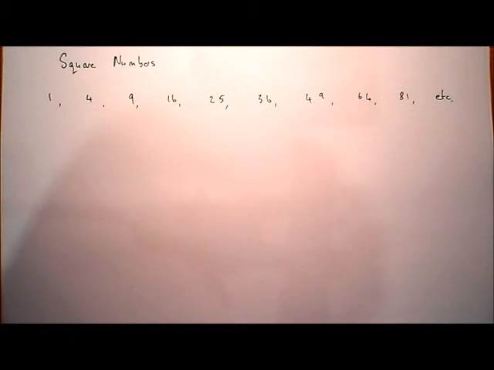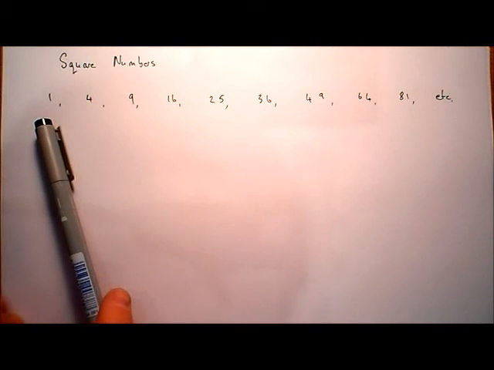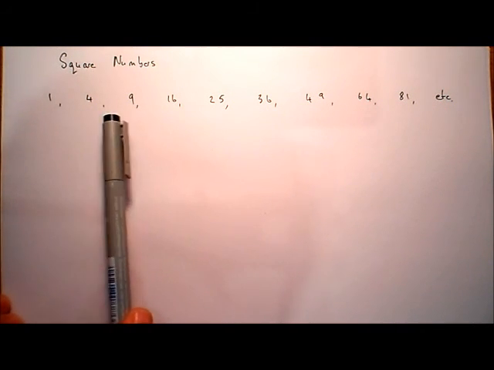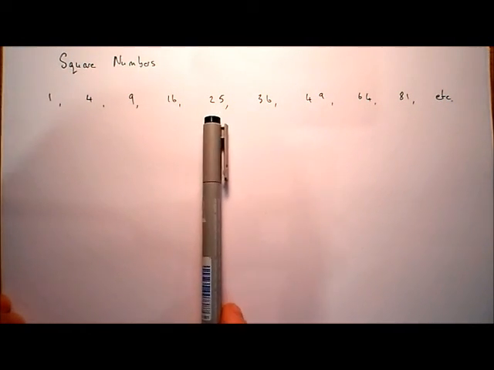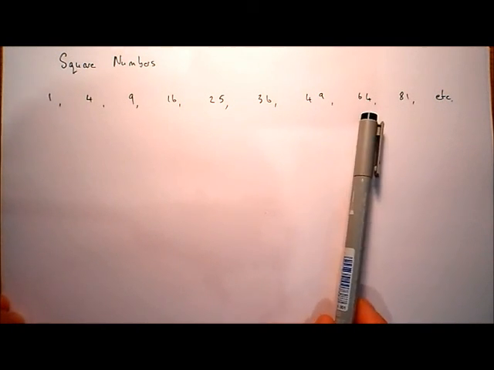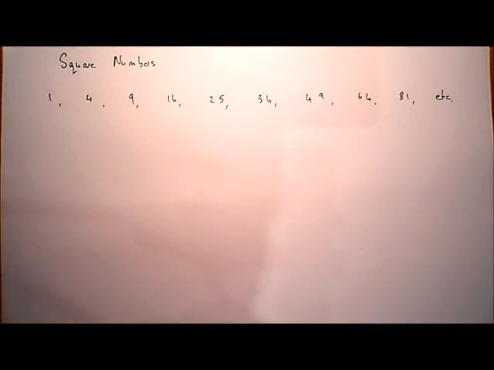Okay, let's have a look at a type of numbers that are called square numbers. So the square numbers are all these numbers: 1, 4, 9, 16, 25, 36, 49, 64, 81, and they keep going up. You should be able to guess what the next one is. It'll be 100. And the reason that these numbers are called the square numbers is because they can all be written as some integer squared.